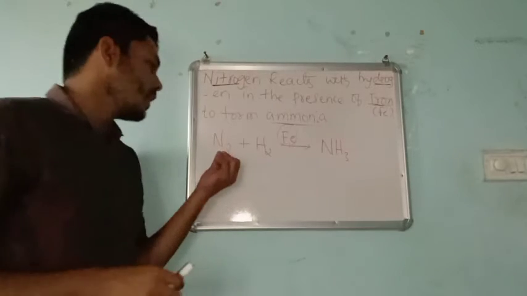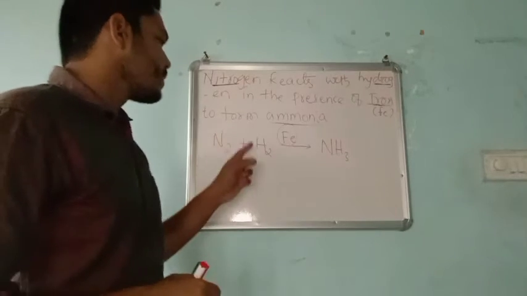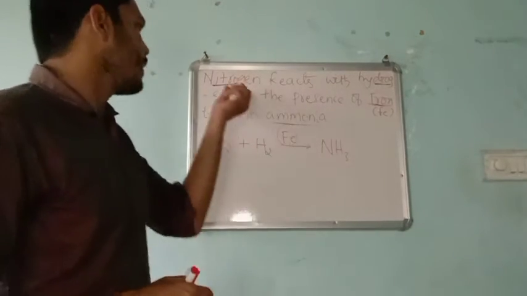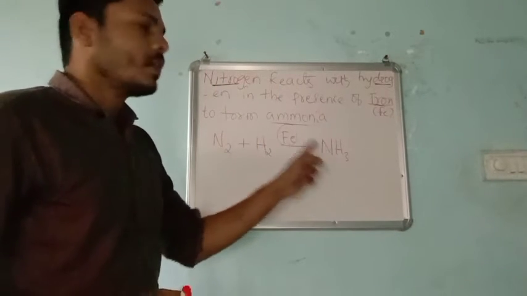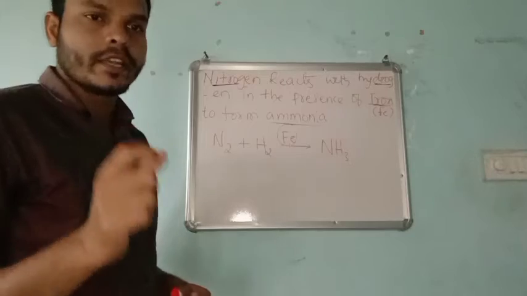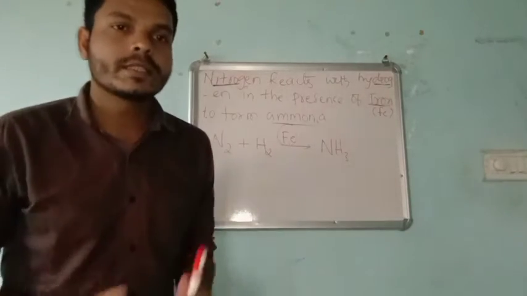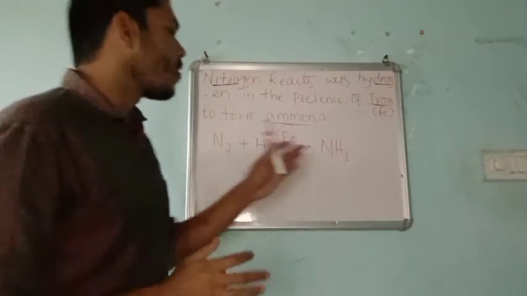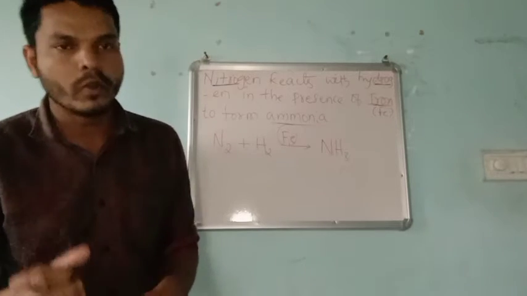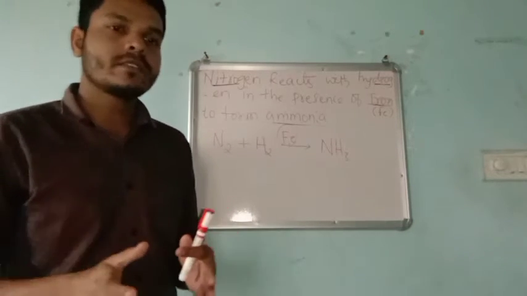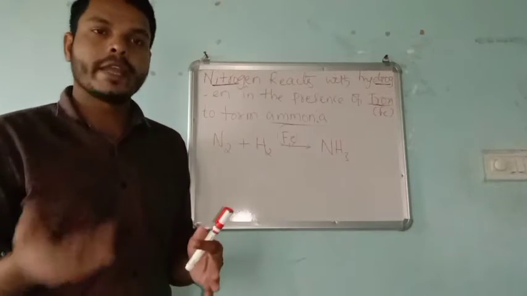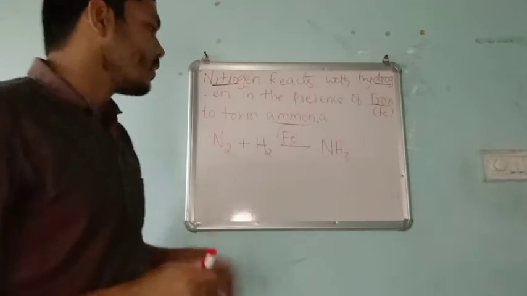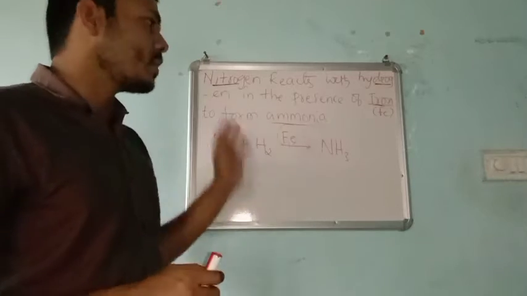So now see here, N2 plus H2 gives, nitrogen reacts with hydrogen to form ammonia. Ammonia means NH3. So you should try to remember the common names of some compounds: ammonia, water molecule, calcium chloride, NaCl, sodium chloride, NaOH, sodium hydroxide. Like this, you just keep these points in your mind.